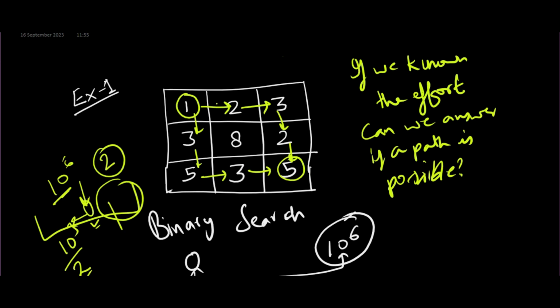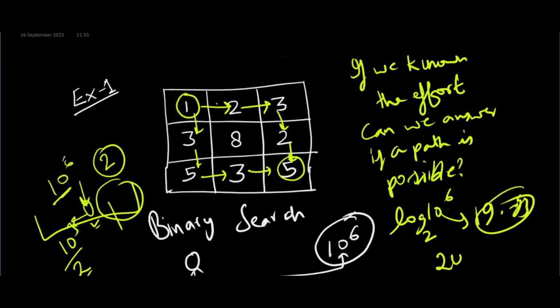So this will take just log of 10 to the power 6 base 2. And if we calculate it, what is log of 10 to the power 6 to base 2? We see that this answer is just 19 point something 93. Okay, so at max we require 20 operations only. So see how efficient this binary search is. From 10 to the power 6 options, we can reach the correct option in just 20 steps. That's the beauty of binary search.